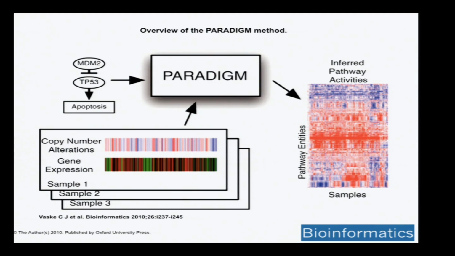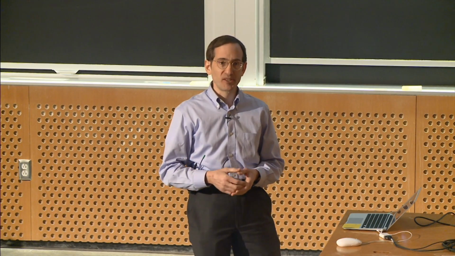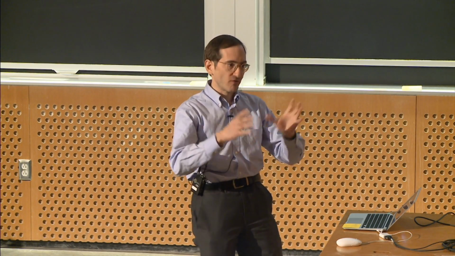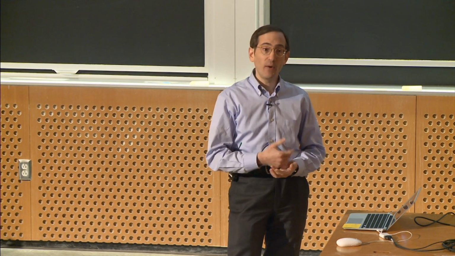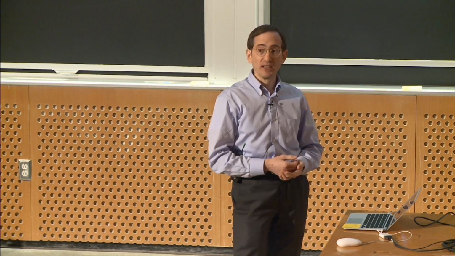So they call their algorithm Paradigm, and they developed it in the context of looking at cancer data. In cancer data, the two primary kinds of information they had were the RNA levels from either microarray or RNA-seq, and then these copy number variations, again, representing amplifications or deletions of chunks of the genome. And what they're trying to infer from that is how active different components are of known signaling pathways.